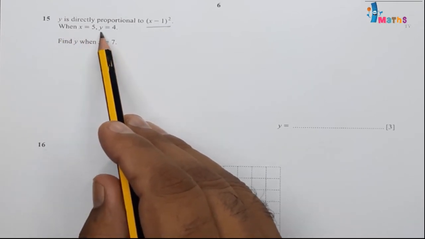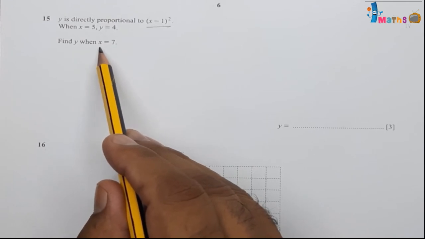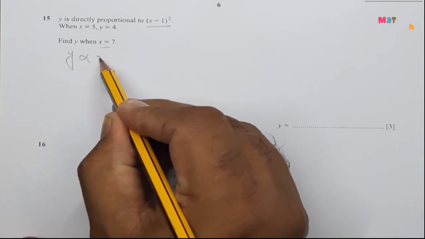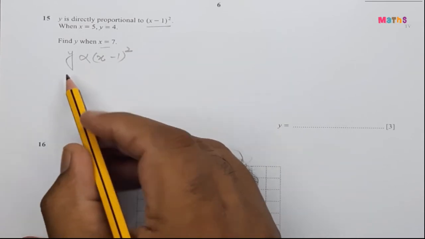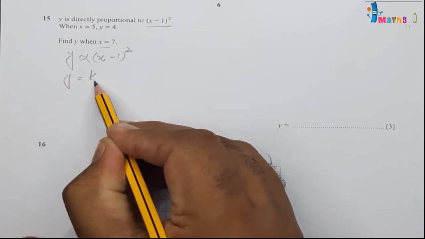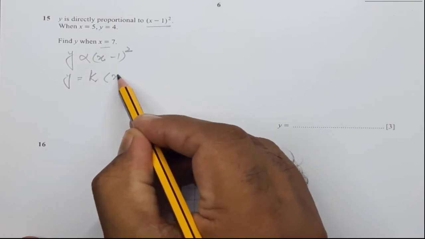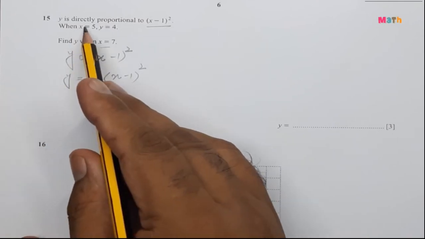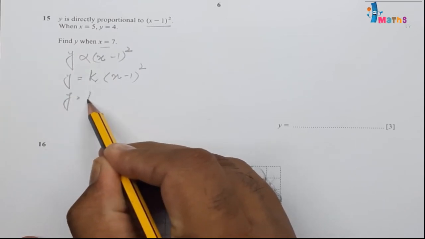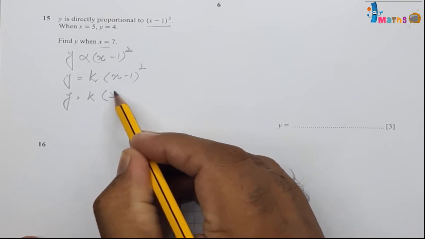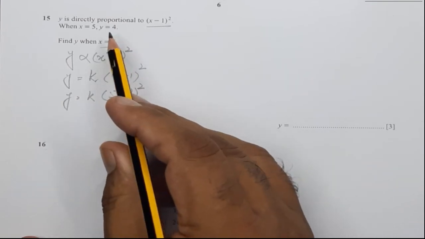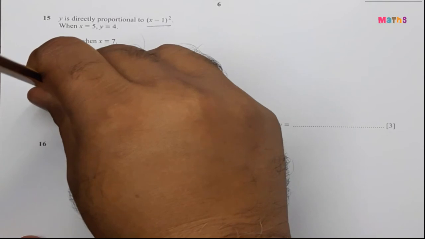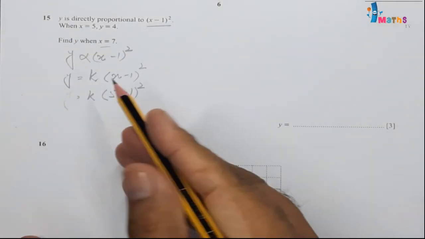Question number 15. Y is directly proportional to x minus 1 whole square. When x is equal to 5, y is equal to 4. Find y when x is equal to 7. So we will write y is directly proportional to x minus 1 whole square. So we can write y is equal to the constant of proportionality, k, into x minus 1 whole square. So we will replace the value of x, 5 minus 1 whole square, and the value of y, which is 4.